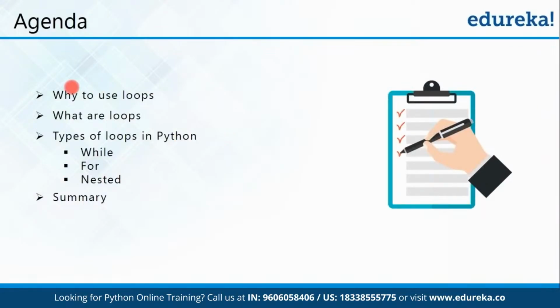In today's session we'll be focusing on various loops that are available in Python. Let us have a look at the agenda. First we'll see why to use loops. What is the reason for introducing loops in the programming world? Then we'll see what exactly loops are, and then we'll focus on the various types of loops in Python, namely while, for, and nested. I'll explain all three with examples. After that, I'll give you a brief summary of what we have discussed in today's session. I hope we are all clear with the agenda. Let us move forward and see why we need loops.